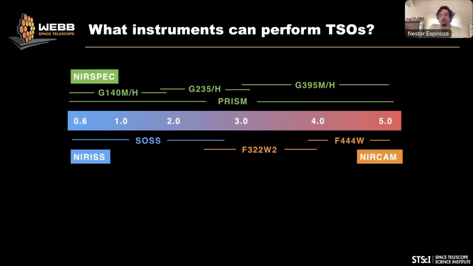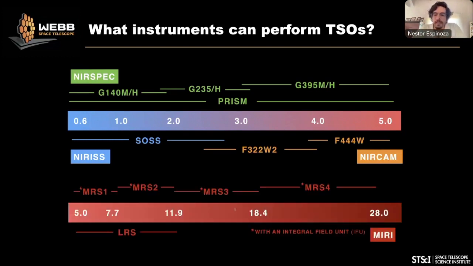Similar story with some of the NIRCam modes. In this case, I put here these 2, F322 or F444, that cover different wavelength ranges. Also, NIRCam has the particularity that its detectors can read the fastest. So you can observe very, very bright targets with it.